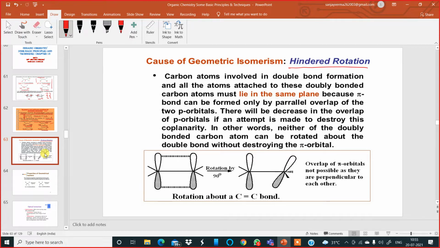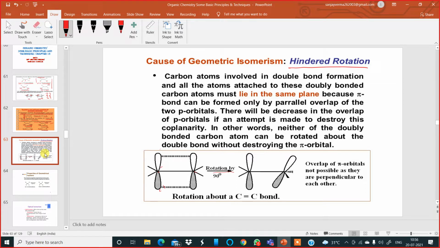because of a multiple bond. Carbon atoms involved in double bond formation and all the atoms attached to these doubly bonded carbon atoms must lie in the same plane. They must lie in the same plane. The carbon atoms must be lying in the same plane. Over here you can see these are the orbitals.